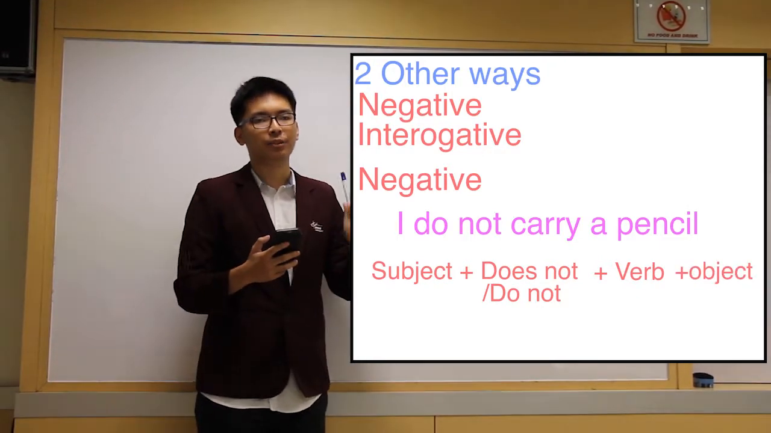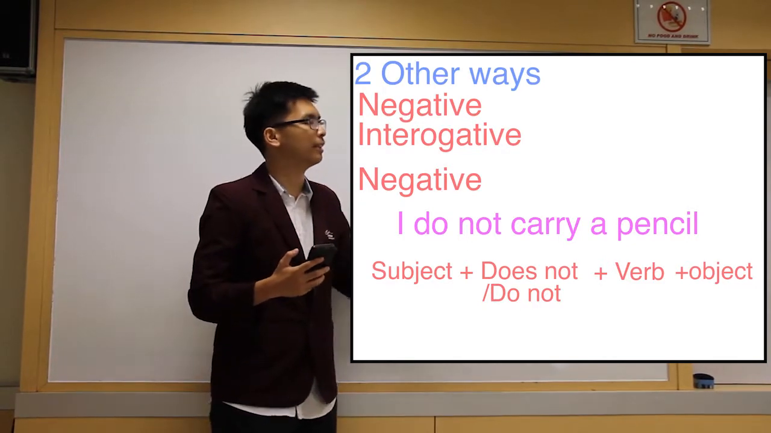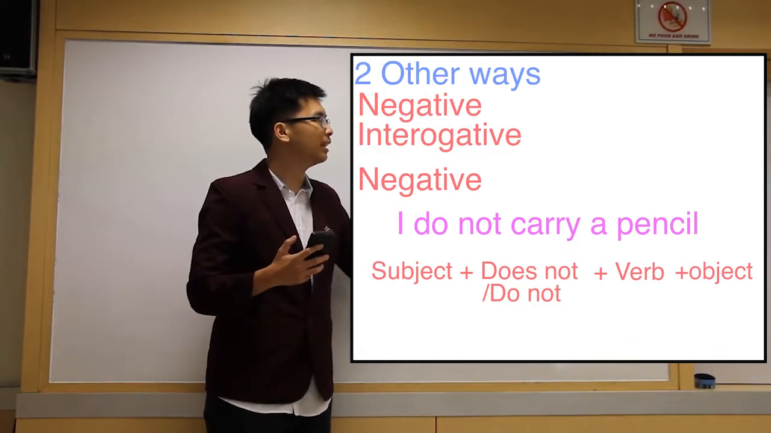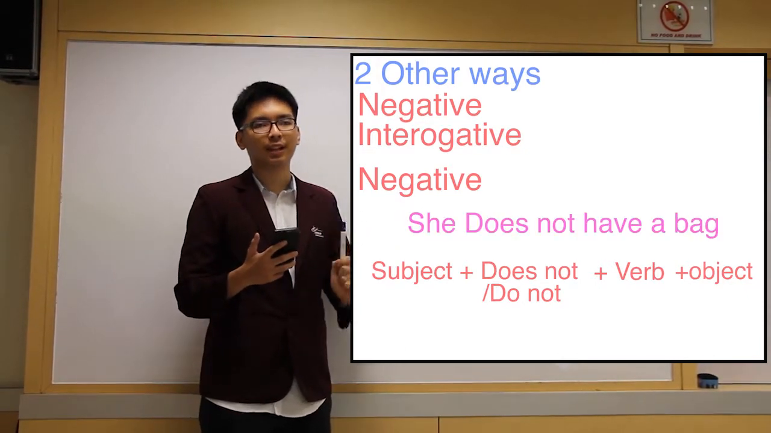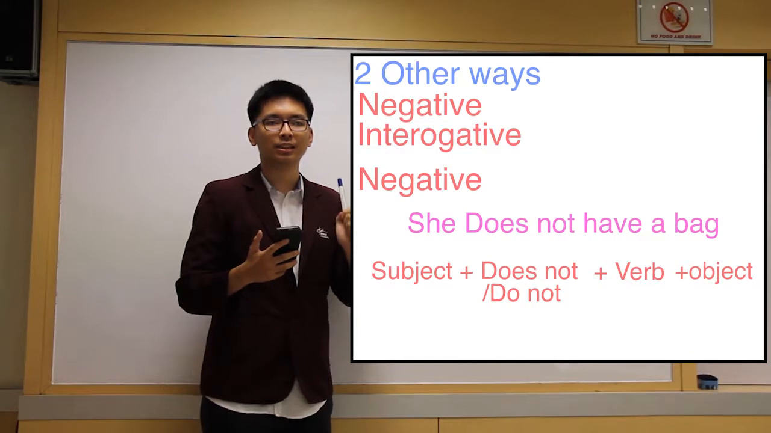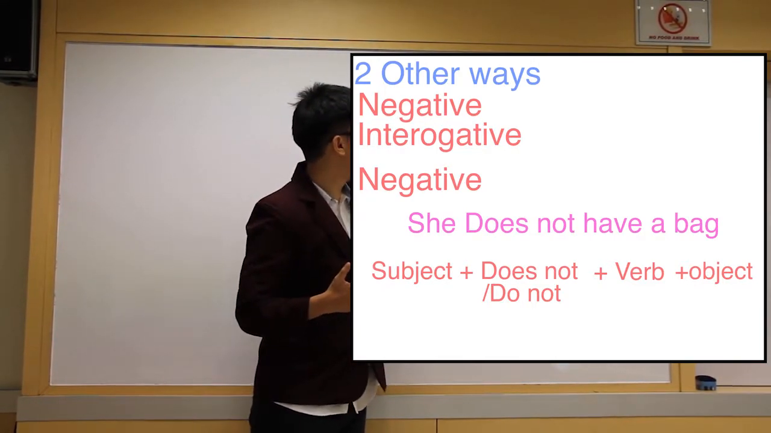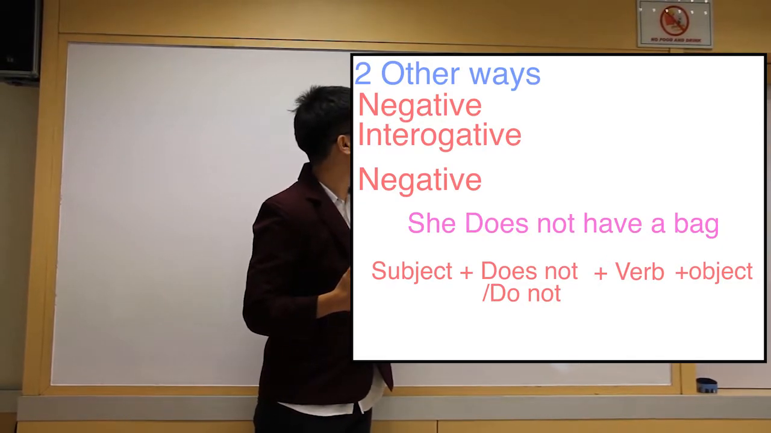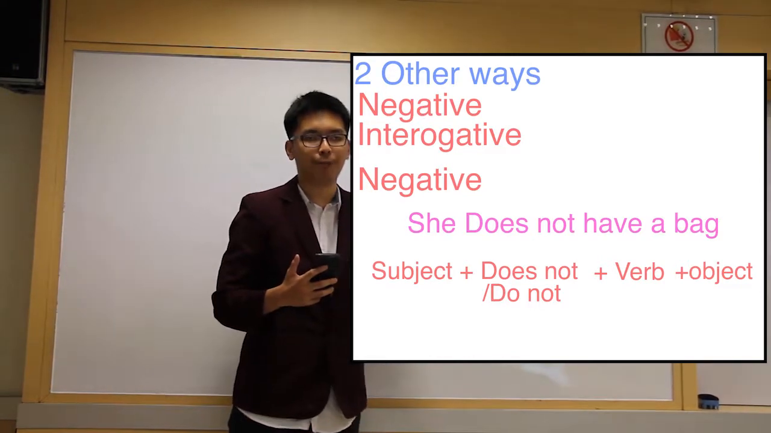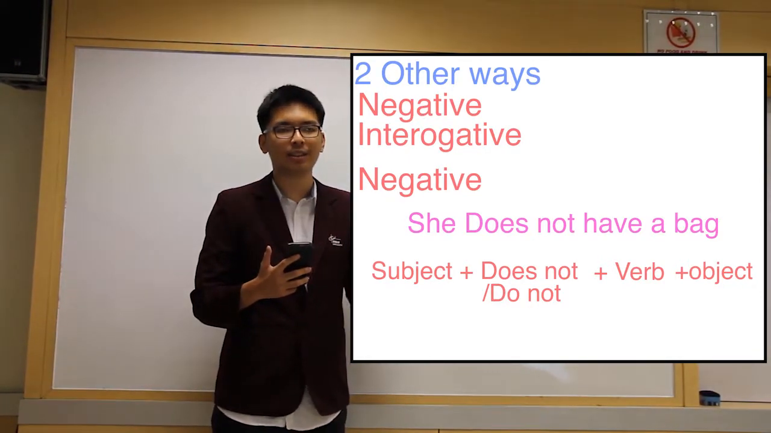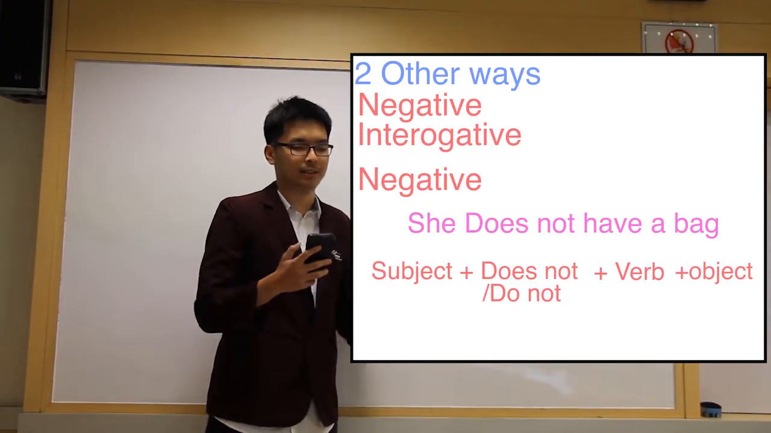When I said, I do not carry a pencil, I, we, they would be linked to do not, whereas he, she, it would be linked to does not. So for example, she does not have a bag. It means that she does not carry a bag. And that would also mean that the verb would always stay in verb 1 without adding the s, es, or ies when it comes to those sentences.